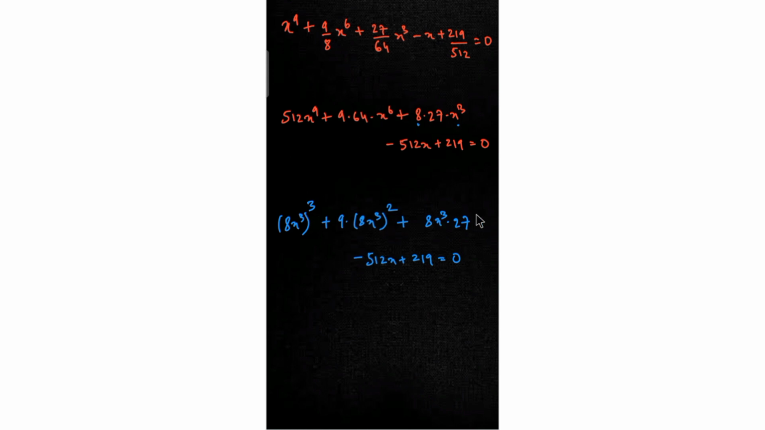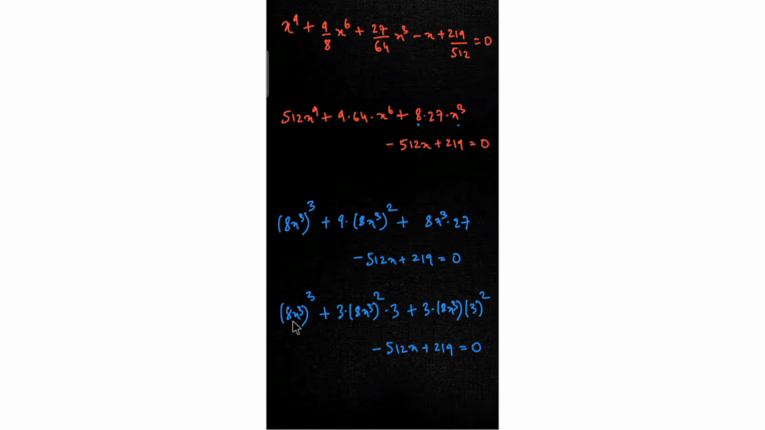So I could find the term 8x cube, but I should also try to find a way that I can modify them into a simplified form. I've got 8x cube, I accept, but still we could reduce this into a much more simplified form. How do we do that? I'll write this term as it is, 8x cube, and this 9 I'll write as 3 into 8x cube whole square into 3, and this 27 I'll write as 3 into 8x cube into 3 square, minus 512x plus 219 is equal to 0.